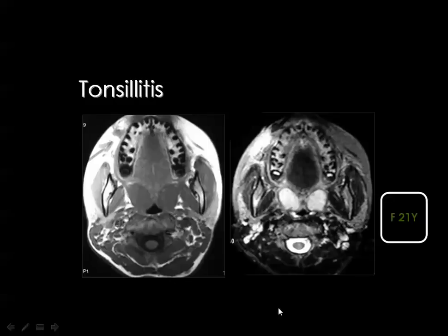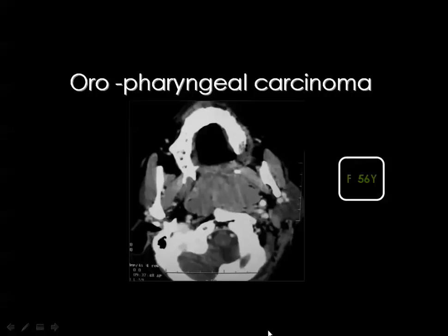And commonly you can see tonsillitis. And this is just an example. This is the tonsils in the T1 weighted image and in the T2 weighted image. They are enlarged. They are of bright signal in the T2. They are inflamed. And if you inject the contrast in cases of tonsillitis, you can see a streaky enhancement within the affected tonsil.